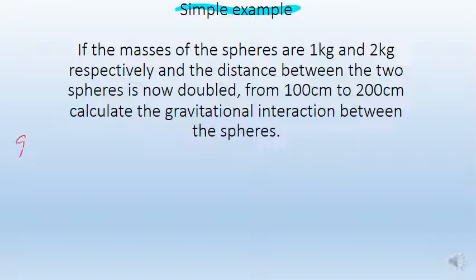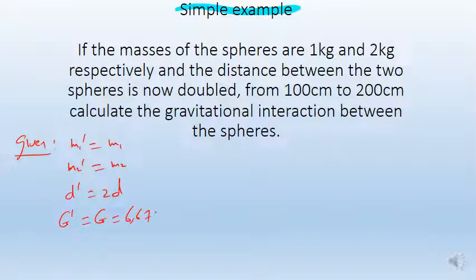So again, just like the previous examples, given the new mass M1 prime is the same as the old mass M1. Nothing has changed. M2 prime is the same as the old mass M2. The distance d prime is now 2 times the old distance. And G prime, we know, would always be constant. We know the value. I can write this down if you want. Times 10 to the minus 11. Remember the units? I'm going to keep asking you that until you learn it. And what we are asked to find is this new force F prime.